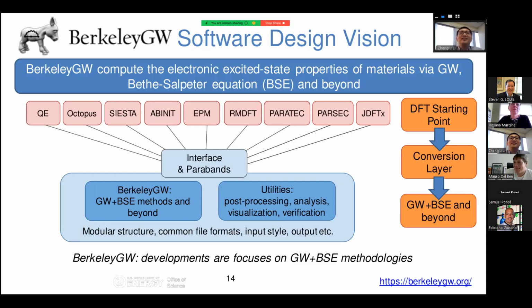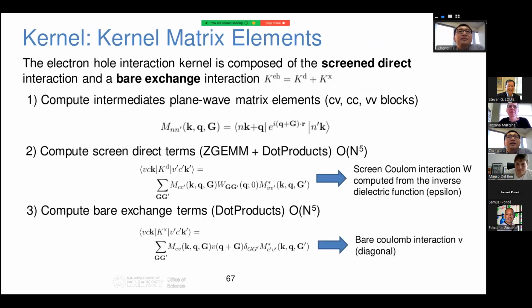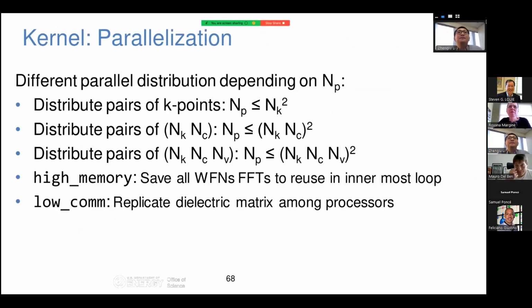Okay, thank you. One last question. On your page 68, just a clarification question: what do NP, NK, NC, NV mean? All right, so NP is the number of processes, the number of MPI ranks you're using. NK is the number of k-points in the fine grid, in the coarse grid in this case. NC is the number of conduction bands.